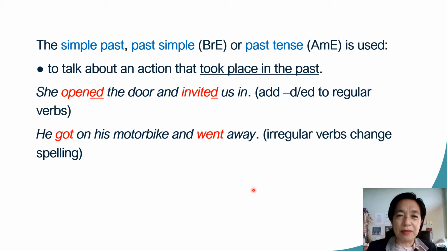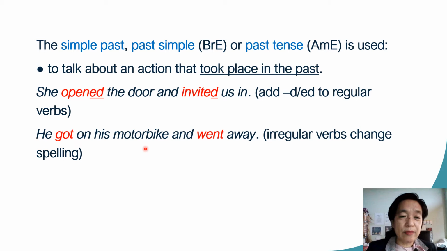Remember, there are two types of verbs, the regular verbs and the irregular verbs. The regular verbs form their past tense by adding d or ed, and the irregular verbs form their past tense by changing the spelling. In this sentence, she opened the door and invited us in. Open and invite are regular verbs. So here we added ed, and here we added d.